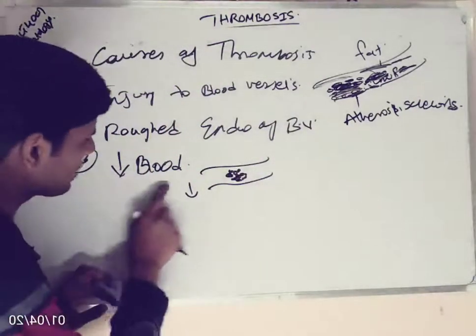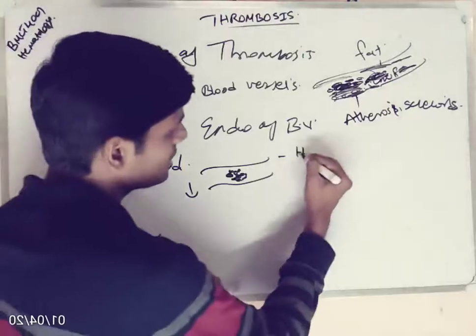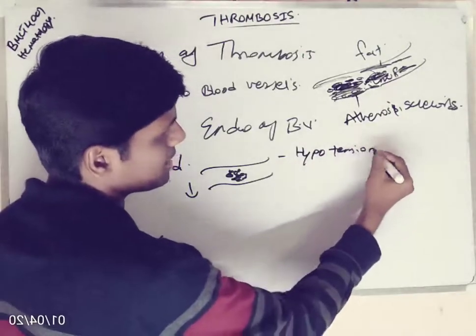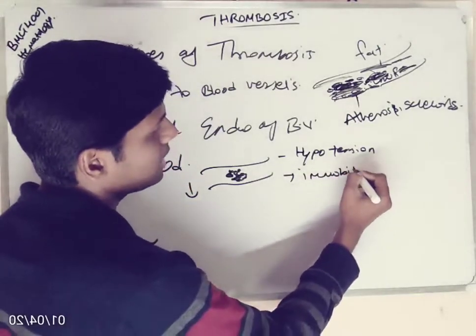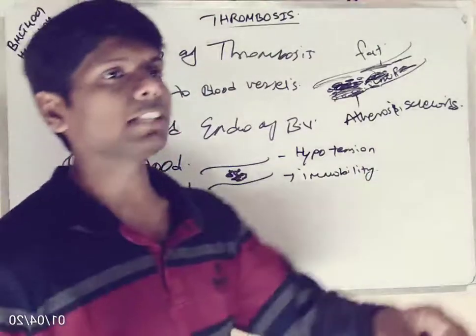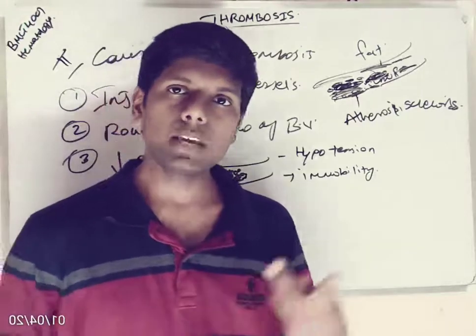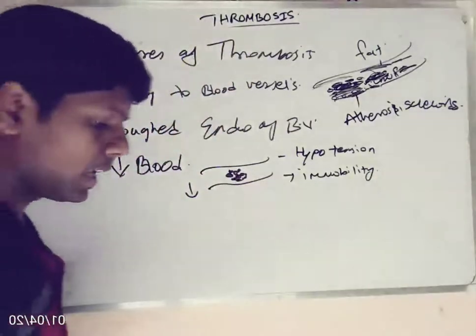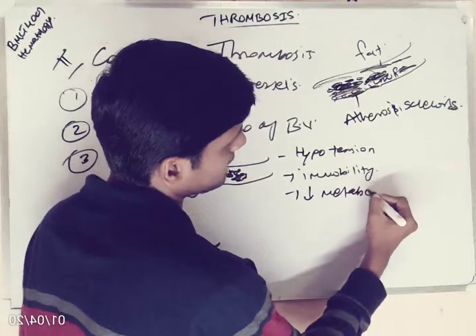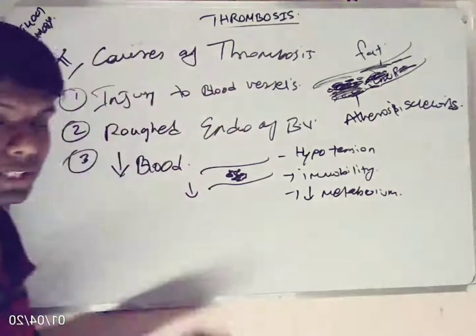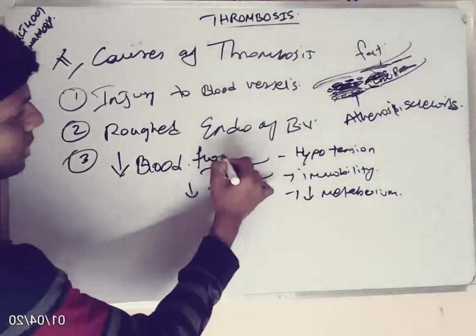So what are the conditions that will cause decreased blood flow? So first one is hypotension. Hypotension will cause decreased blood pressure. Then second one is immobility. For example, patients who are always on bed rest. Bed rest patients won't walk very often, right? So there is a high chance of getting thrombus in immobile patients. Or decreased metabolism. Decreased metabolism can also trigger thrombus formation within the blood vessels. So that is how decreased blood flow results in thrombus.